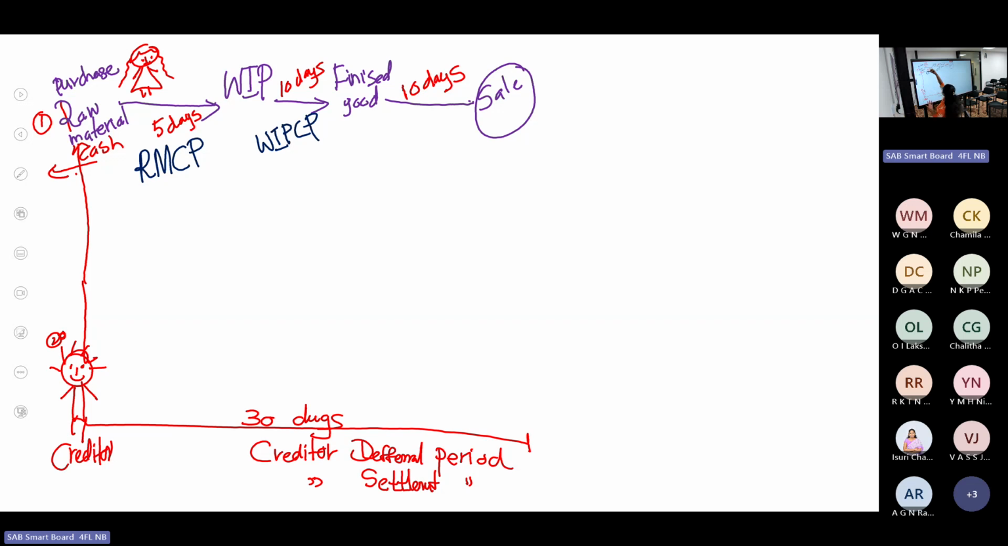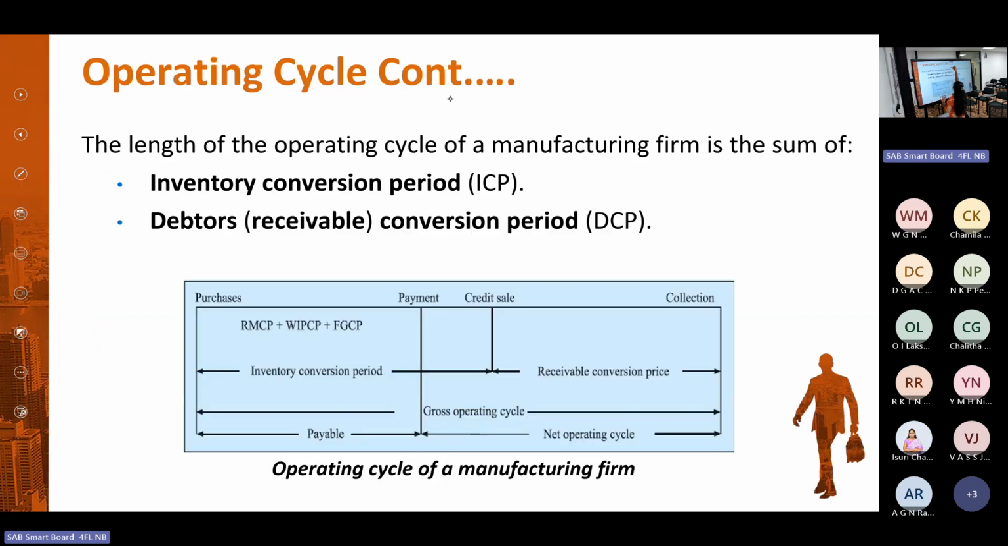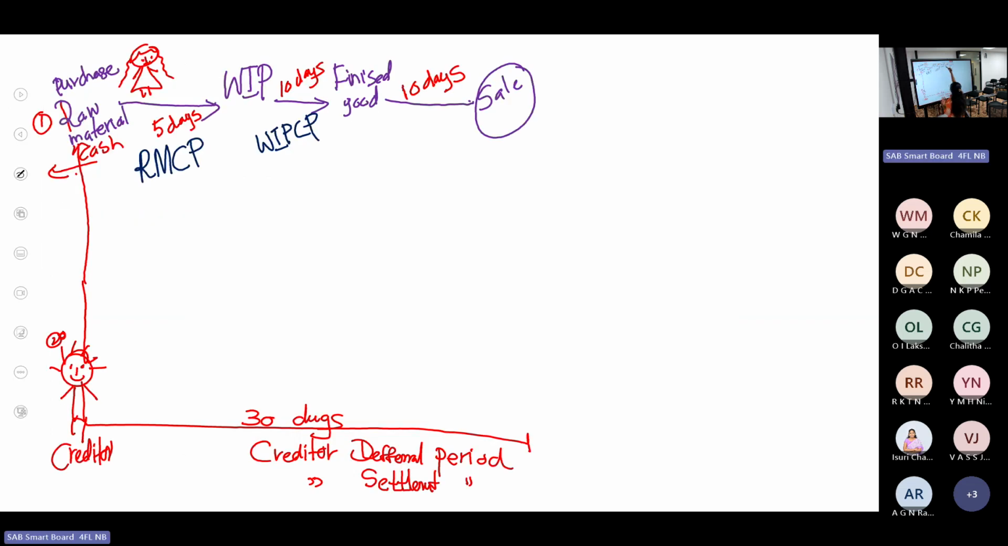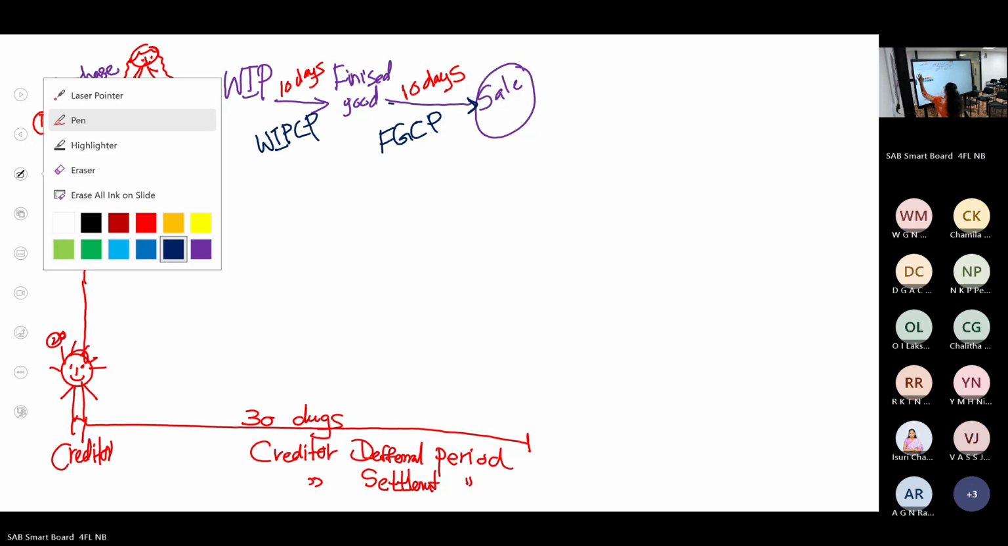Right? So then inventory into sales. Look at here, inventory into sales, or else finished good into sales. We call that one finished good, FG. Finished good conversion period, FGCP. How many days? 10 days. Right.